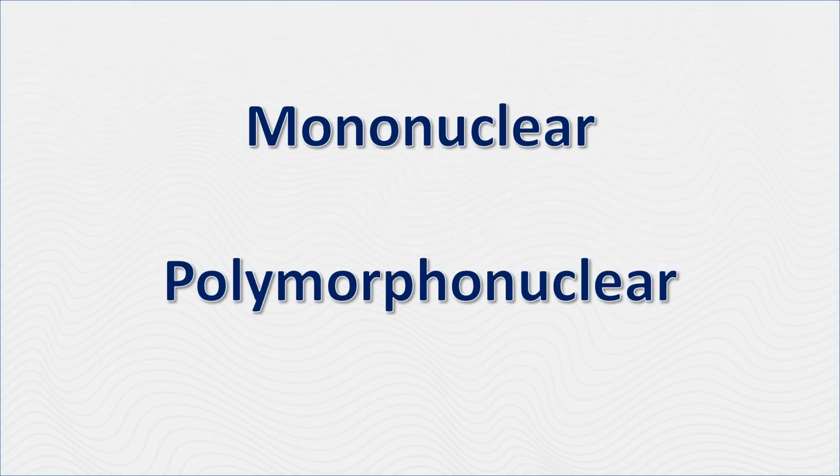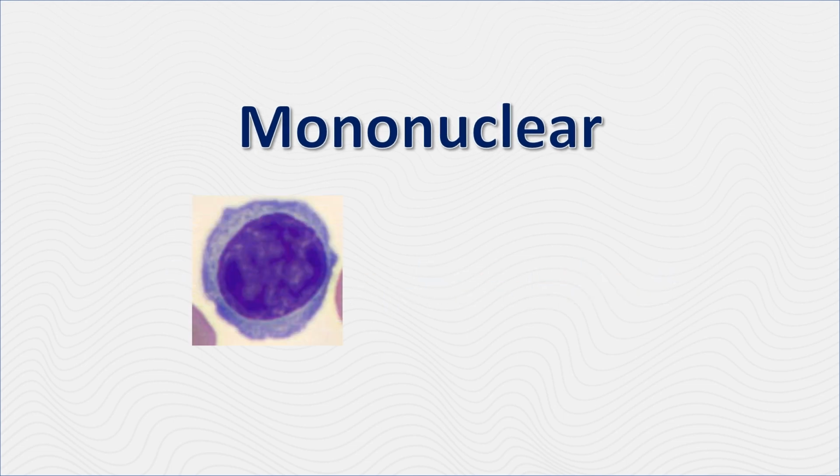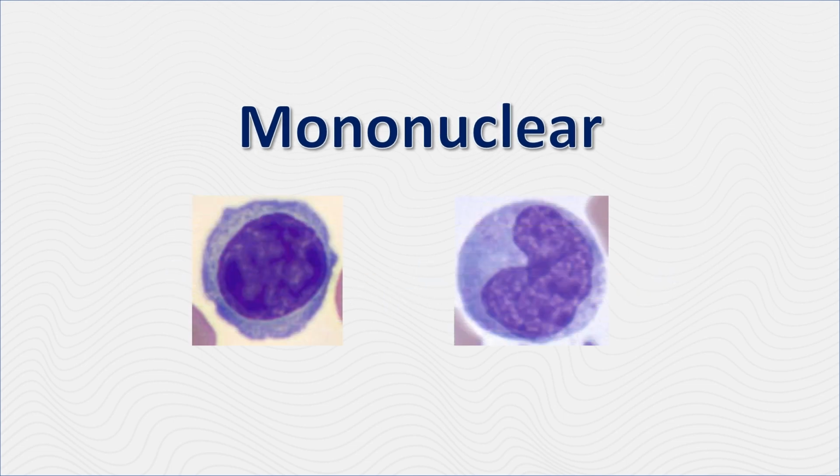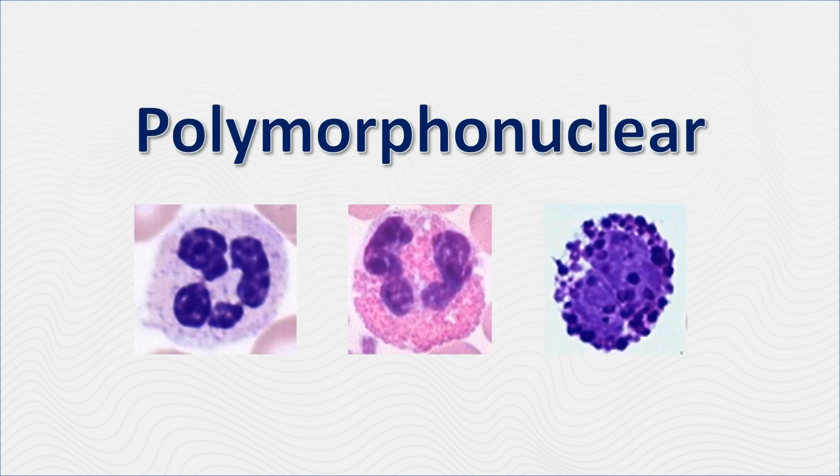So let's start with the nucleus. The nucleus of the cell can tell you a lot about it. When I'm looking at the nucleus, there are many things that I'm considering. Firstly, is it mononuclear or is it polymorphonuclear? If it's mononuclear, then I want to look at its shape. If it's a polymorph, I want to see whether the nucleus is segmented, and if so, how many segments does it have? The nucleus of the cell can also tell you about how mature it is.